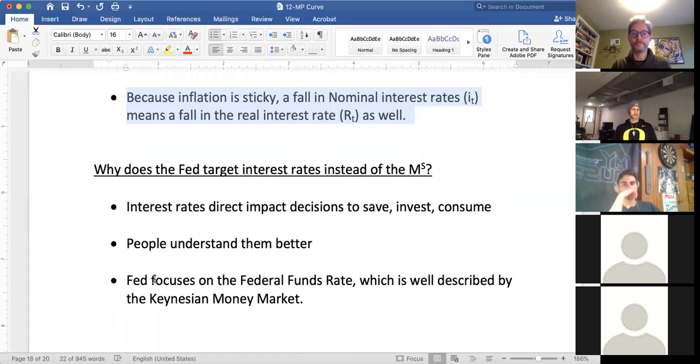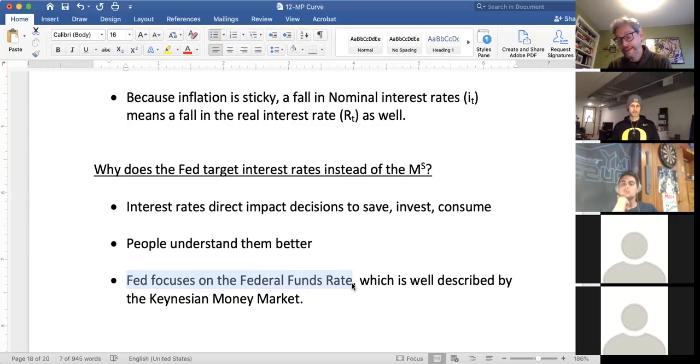Which interest rate does the Fed tend to focus on the most? The federal funds rate. And if you remember from principles, or for those of you who took money and banking, what's the federal funds rate? The federal funds rate is the interest rate at which banks lend money to other banks. And that's the interest rate that the Fed focuses on most day to day, right?